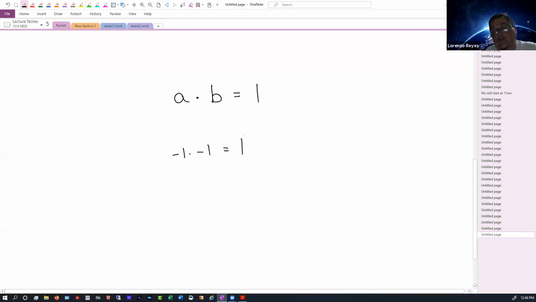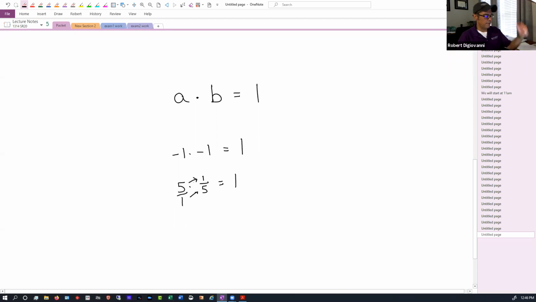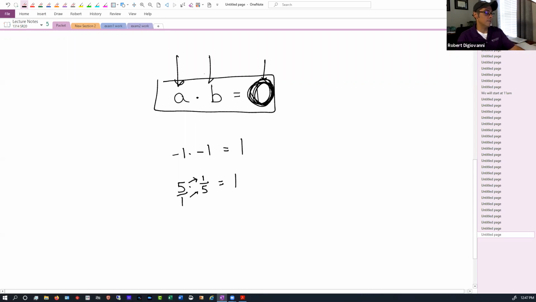Okay, here's another example. How about 5 times 1/5? Does that equal 1? Yeah, because you would just go straight across, 5 over 5 is 1. So 5 and 1/5, neither one of those numbers is 1. What I'm getting at is that if two numbers multiply to be some number, that doesn't mean that one of those numbers has to be that number. It only works when this is a 0. If this is 0, then I guarantee you that one of those has to be 0.